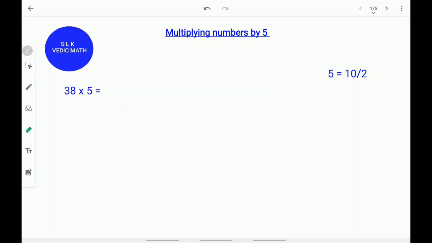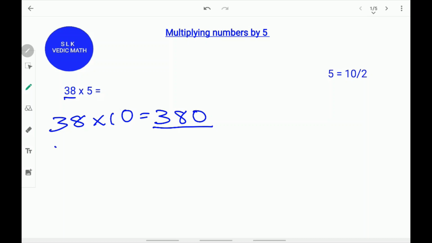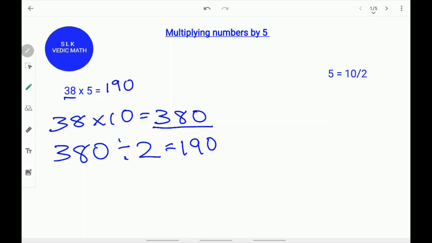38 times 5. First, multiply 38 with 10. So 38 times 10 is 380. Next we do 380 divided by 2. 380 divided by 2 is 190. So 38 times 5 is 190.